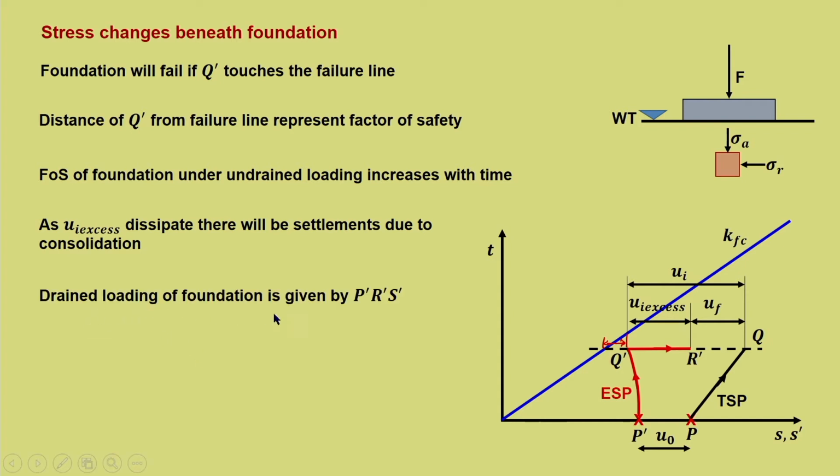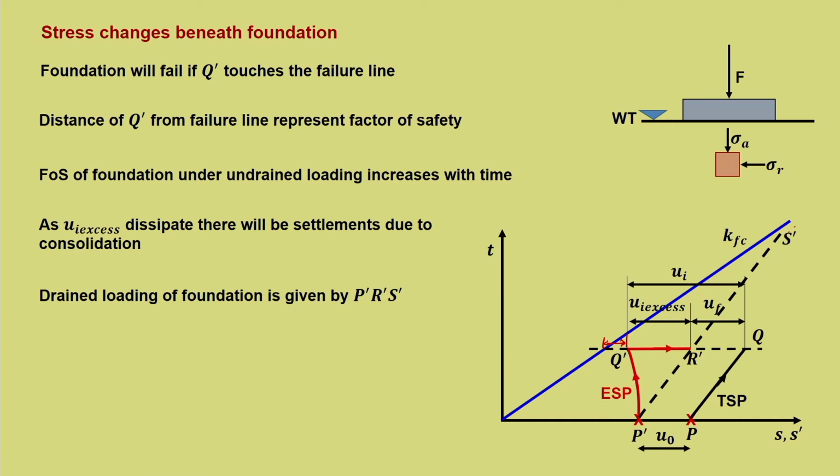So, drained loading of the foundation is given by P' R' S'. Now, we have discussed undrained loading, where pore water pressure is there. From P', if a drained loading is happening, then it will follow P' R' S'. Now, this is the slope which I talked about. You can see that the margin towards the failure line is a huge margin. So, a lot of load can get added to the soil before the actual failure takes place.